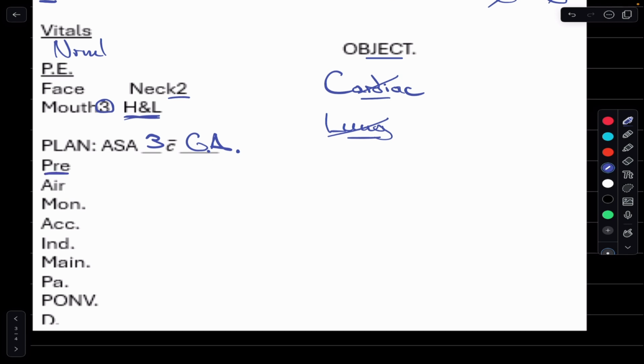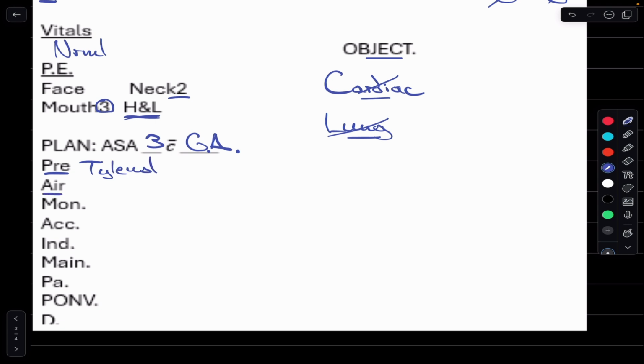Right here, pre stands for pre-op, so anything that I would want then. That's going to include laboratory studies. If they're diabetic, maybe we'd want to make sure that we reviewed what their blood glucose was. Also other studies, like an EKG, or medication. You can pretty much always say that you're going to give a patient Tylenol.